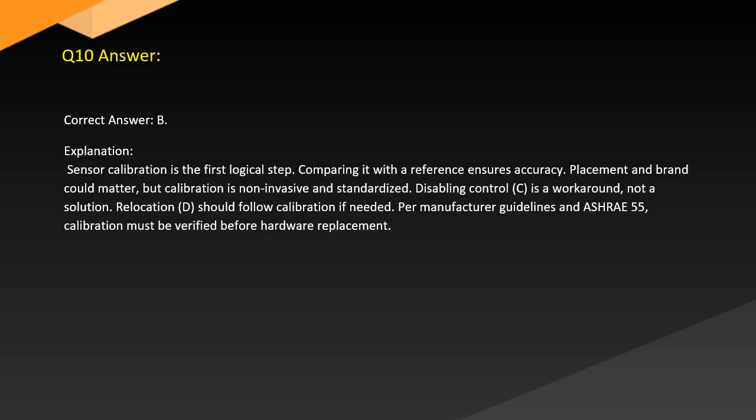Answer. Correct answer: B. Explanation: Sensor calibration is the first logical step. Comparing it with a reference ensures accuracy. Placement and brand could matter, but calibration is non-invasive and standardized. Disabling control, C, is a workaround, not a solution. Relocation, D, should follow calibration if needed. A: manufacturer guidelines and ASHRAE 55 say calibration must be verified before hardware replacement.